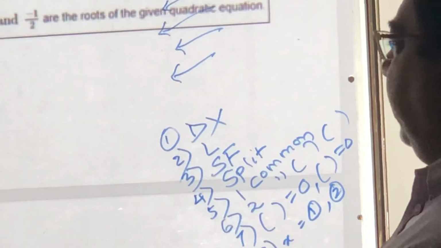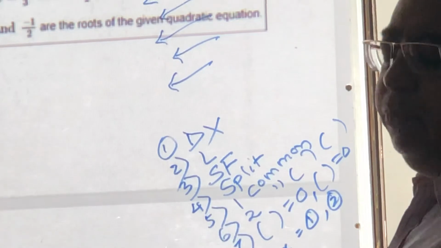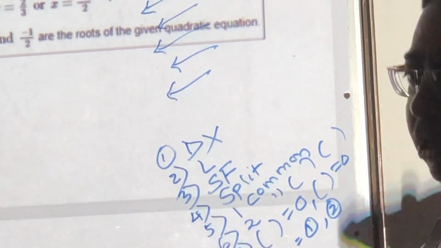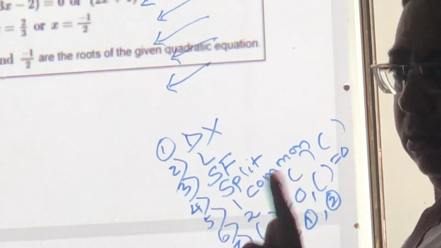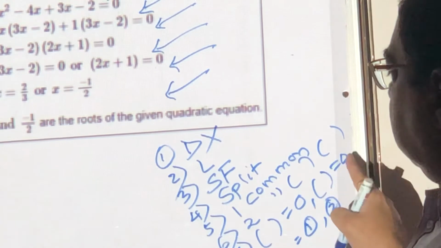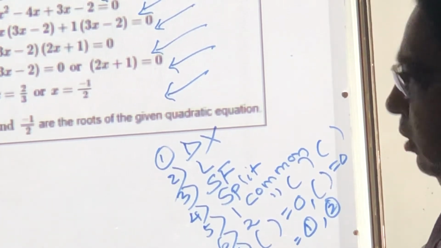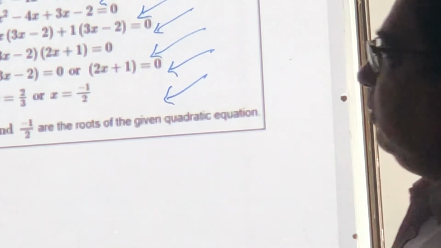Get rid of the denominator. Okay, make it straight. Bring it in standard form. X square plus bx plus c equal to 0. All on one side equal to 0. Split the middle term. Remove common. Then remove overall common. You get two brackets. Make each bracket equal to 0. And find the value, the other roots or solutions. So please follow my method, my friends.